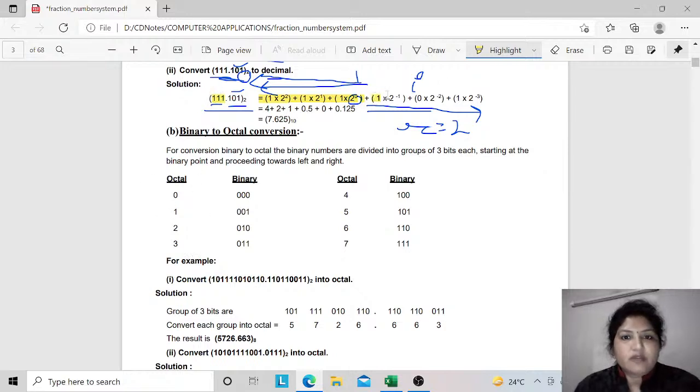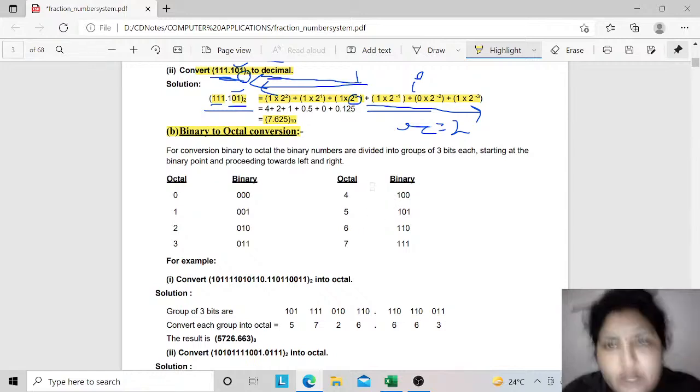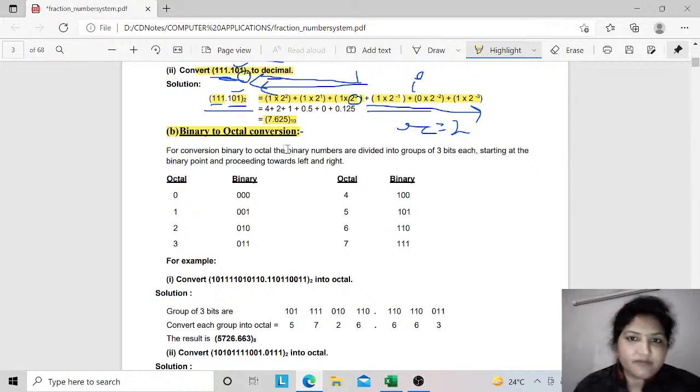And for the fraction part we have this part, right? And that's why we convert it into a decimal number, that would be a combination of 0 to 9 digits, right? So this is how we are going to do our calculations for this binary to decimal number. Now let us take another example, that is binary to octal conversion.